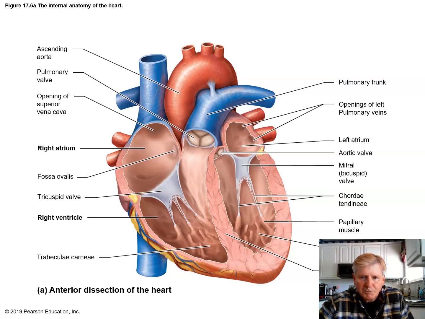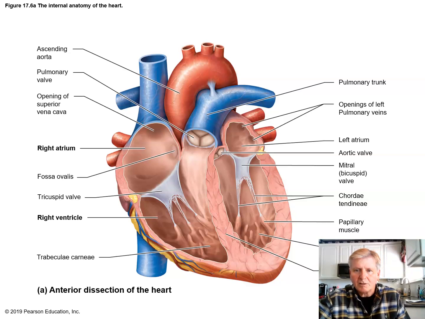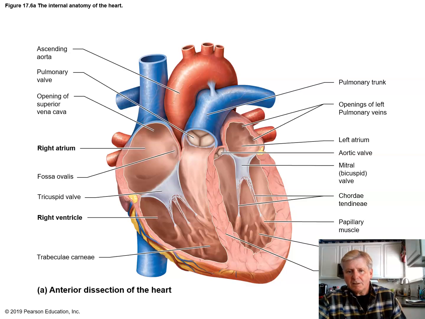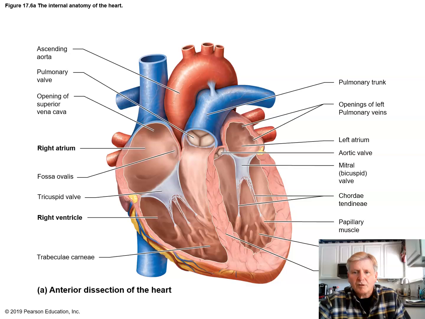You can see the tricuspid valve, the bicuspid or mitral valve, because it looks like a mitre hat, a bishop's hat. Superior vena cava, taking blood from the upper body. Inferior vena cava, taking blood from the lower body. Papillary muscles, which keep these chordae tendineae real tight when the valves contract between blood flow. You can see the openings of the left pulmonary veins within the chambers of the left atrium.